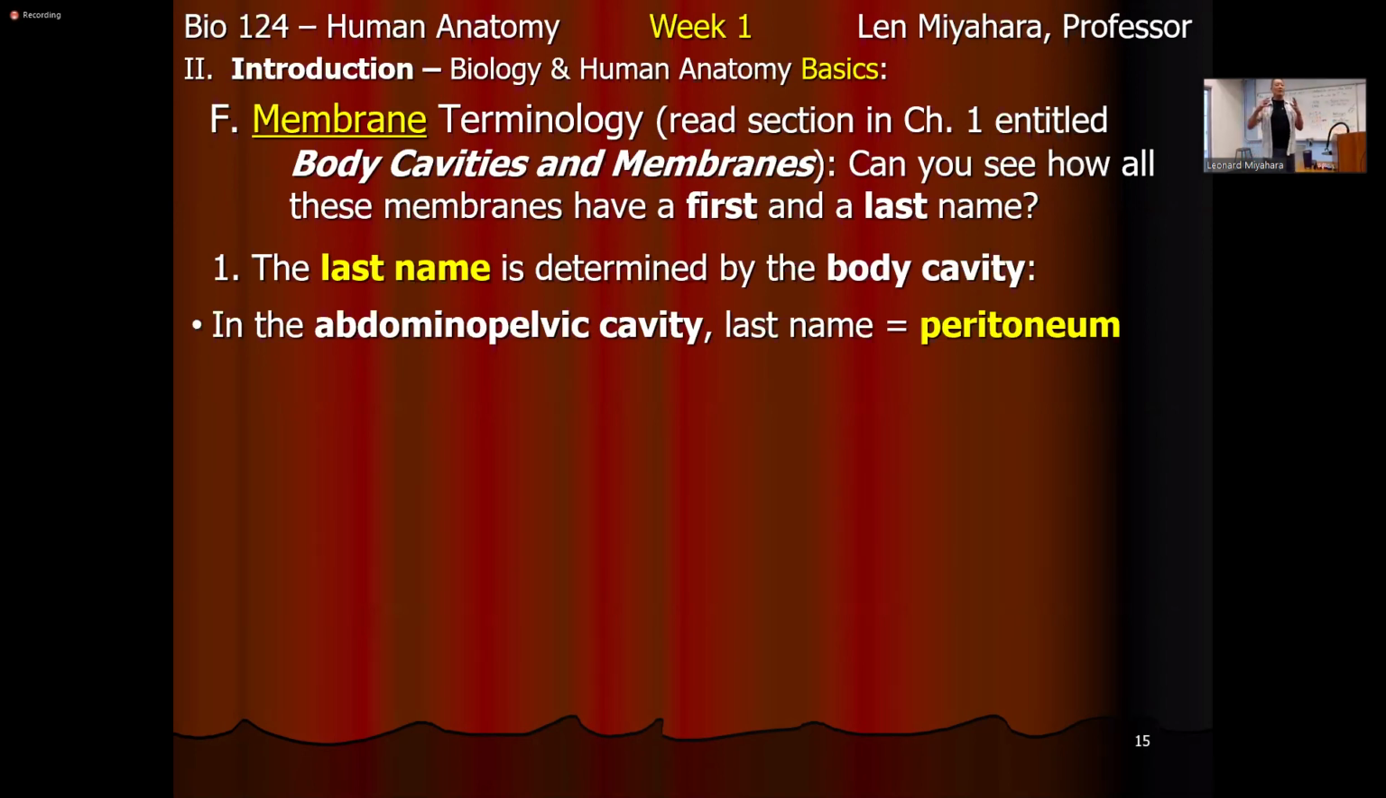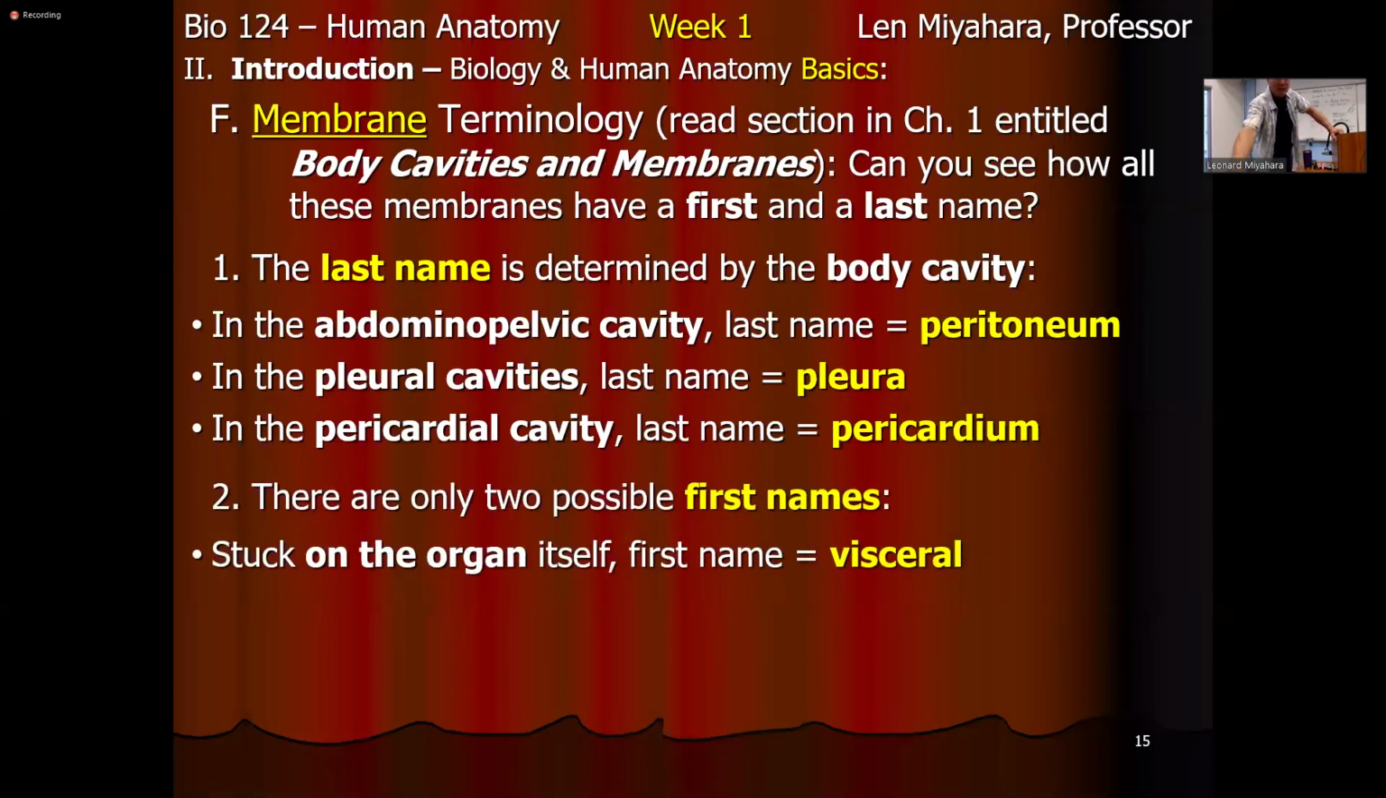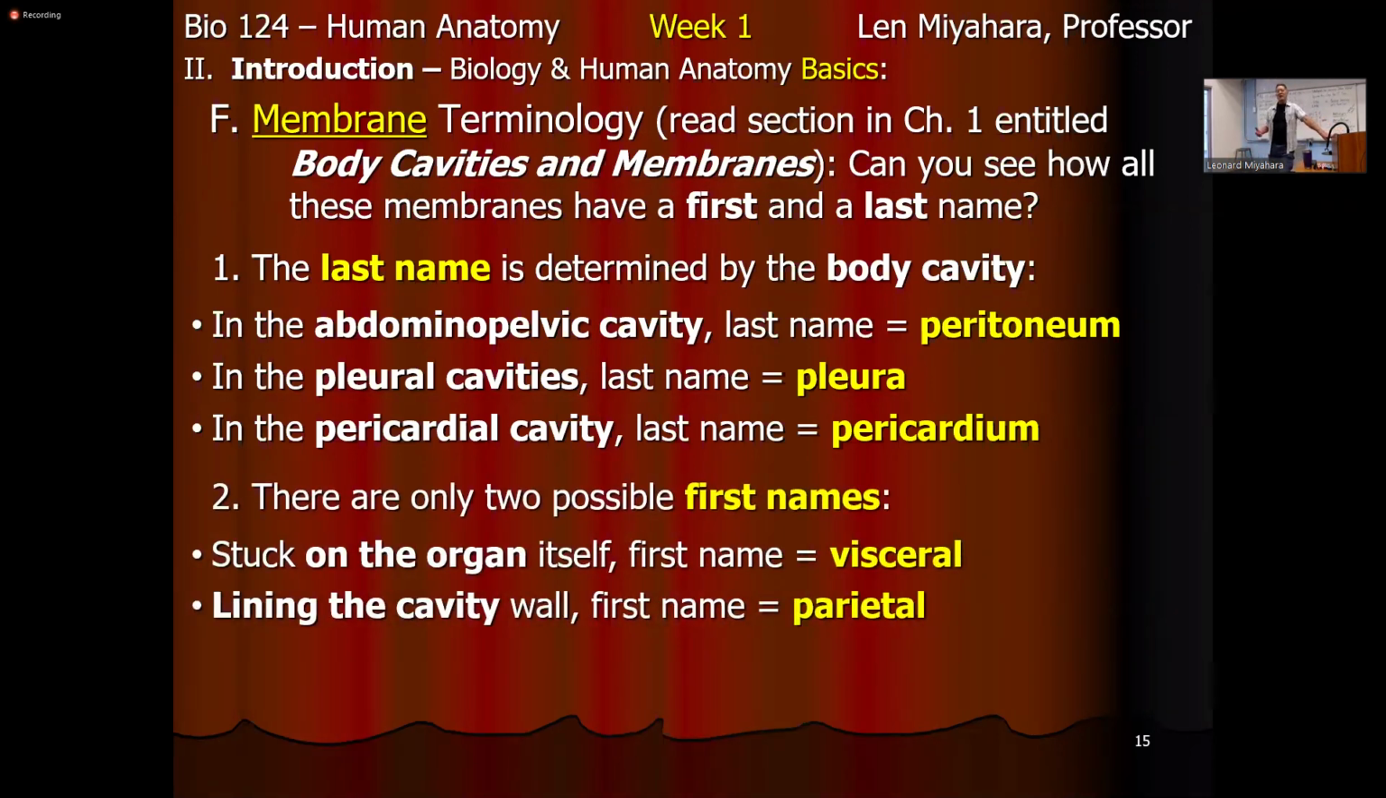All right. If you notice everything that we covered so far, visceral and parietal peritoneum, visceral and parietal pleura, visceral and parietal pericardium, the last name is named for the body cavity. It's like the family name. Everybody got that? It depends on which subcavity in the anterior cavity it's coming from: abdominopelvic, peritoneum; pleural, pleura; pericardial, pericardium. Then there are only two possible first names. If it's stuck on the organ, it's visceral. If it's lining the cavity wall, it's parietal.